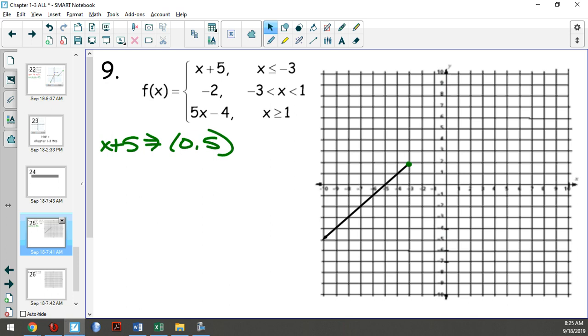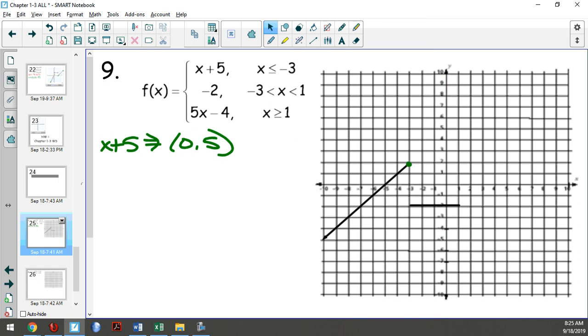What type of a line is y equals -2? Horizontal at -2. So that puts me right here. Okay, and when do I utilize that? Between -3 and +1. So here's -3, and here's +1.